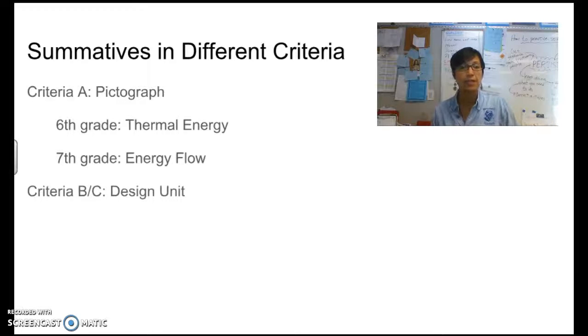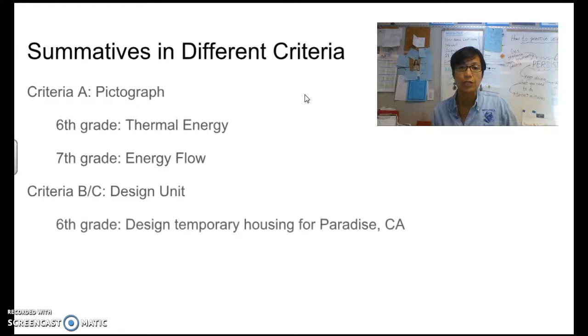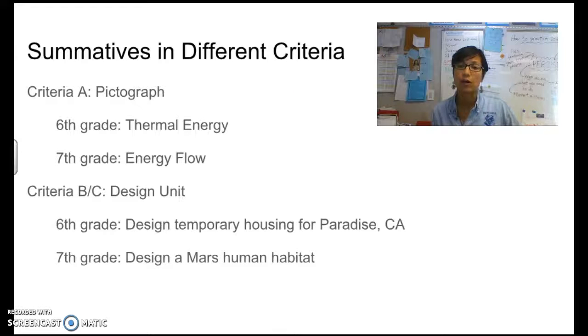Criteria B and C is a design unit where they did that in class. 6th grade, we went through the design process on designing a temporary housing for Paradise, California. And for 7th grade, we went through designing Mars human habitat.